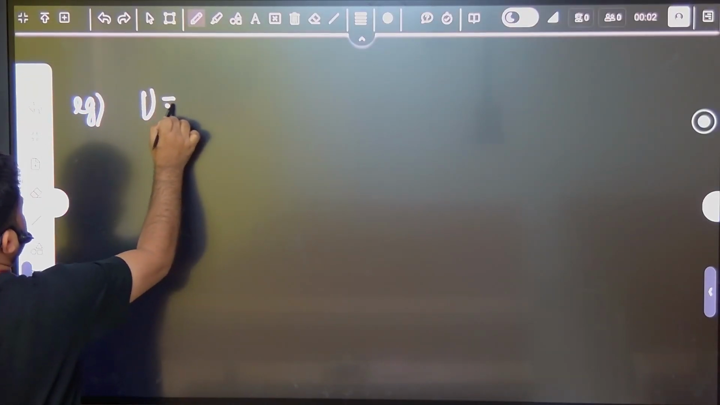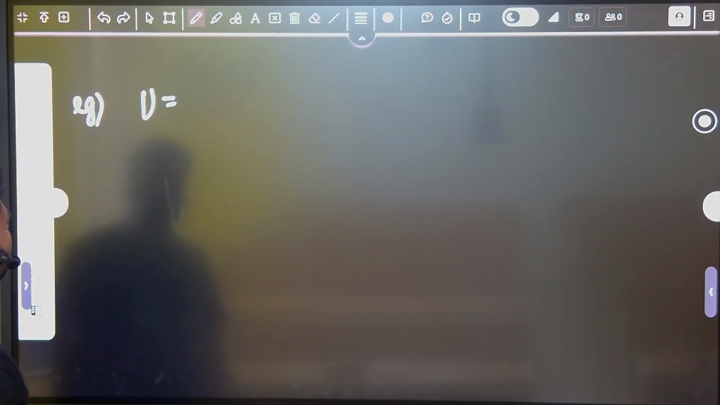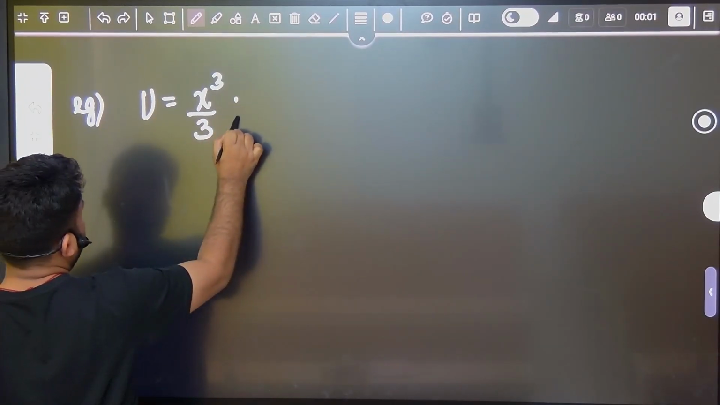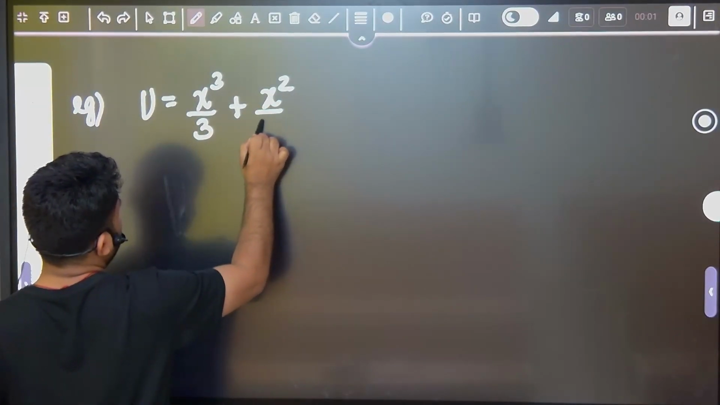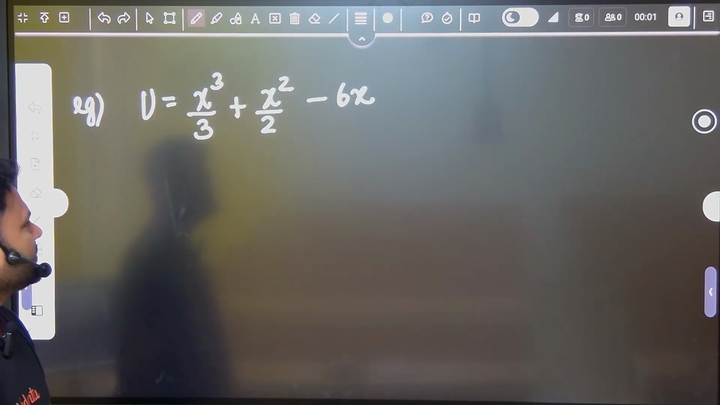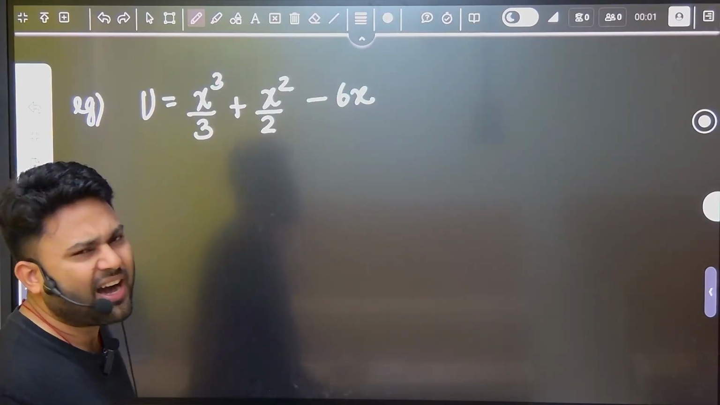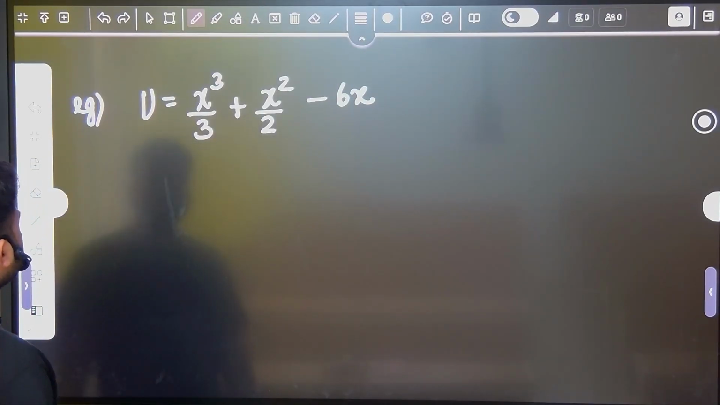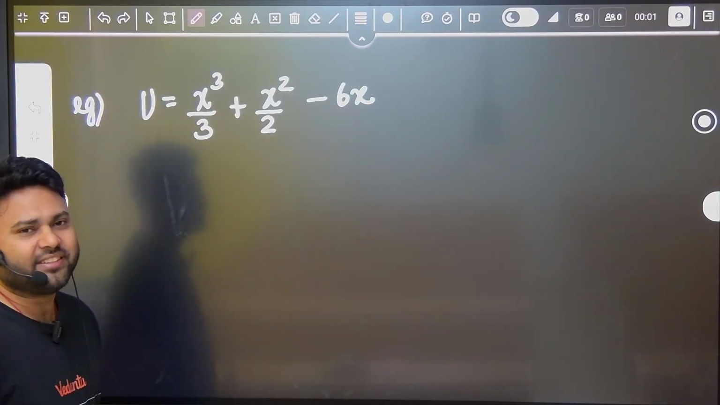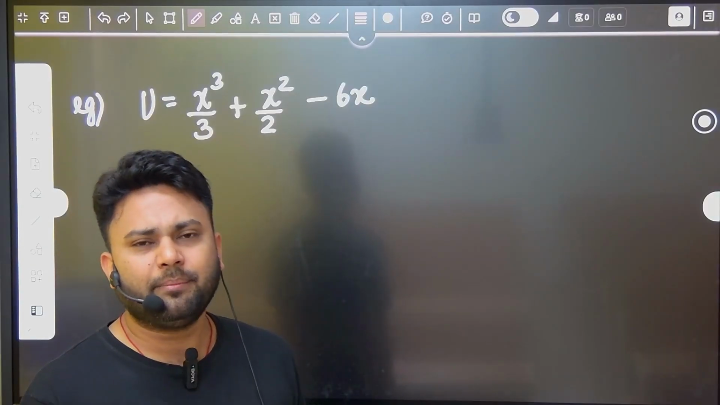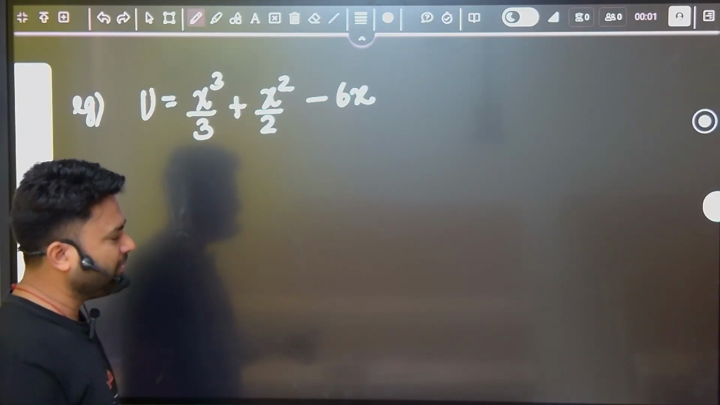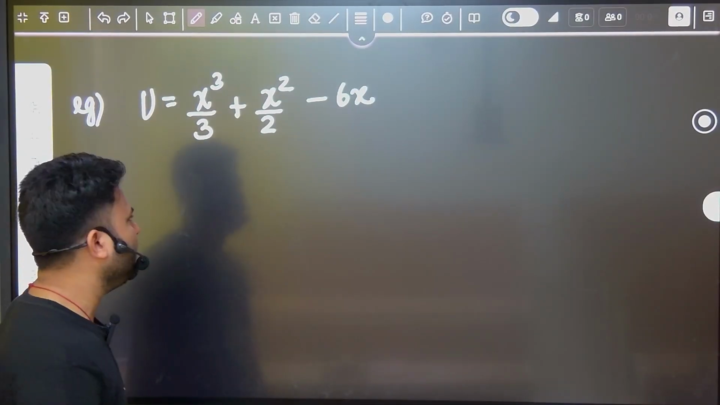Given as x cubed by 3 plus x square by 2 minus 6x. Okay, r or x, whatever. Then they are saying, at what positions we are getting stable equilibrium and unstable equilibrium. At what position you will get stable equilibrium and at what position you will get unstable equilibrium.